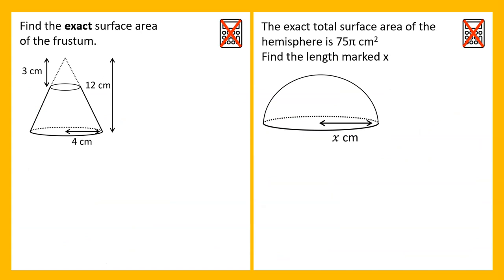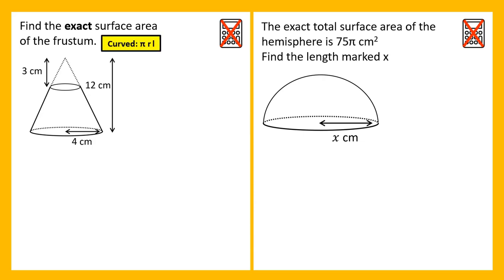Find the exact surface area of the frustum. When asked to leave something in exact form, we won't have the use of a calculator. A frustum of a cone is the 3D shape which is left once you chop the top bit off the cone parallel to its circular base. The smaller cone removed is always similar to the larger original cone.